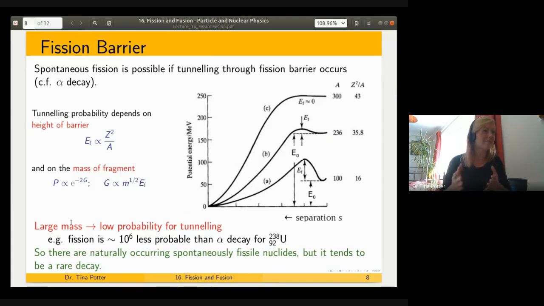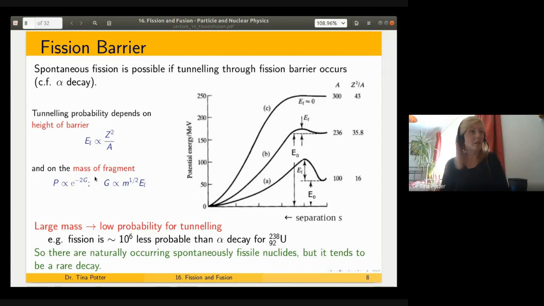So that suppresses again our symmetric fission, and it also means that the mass of the fragment has got to be light. So let's consider fission and alpha decay as sort of two very similar things, and take uranium-238.